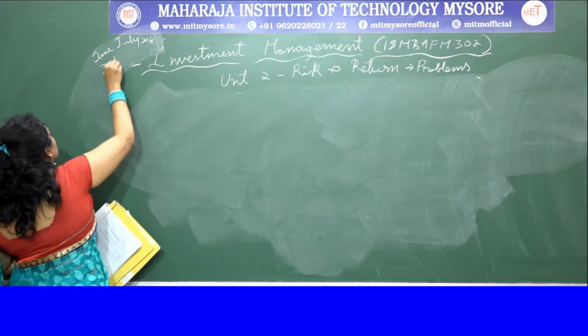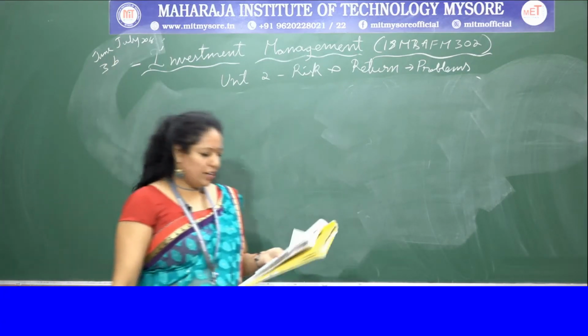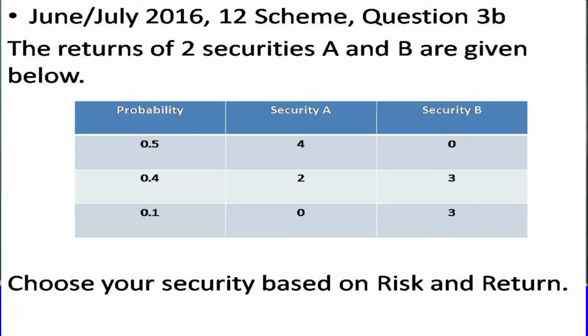Question 3B. I'll read out the question for you all. The returns on the securities A and B are given below. Probability is given, A is given, B is given. Choose your security based on risk and return. So you have to select the security based on risk and return.